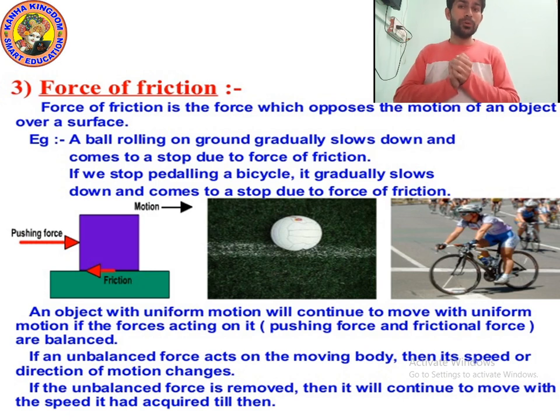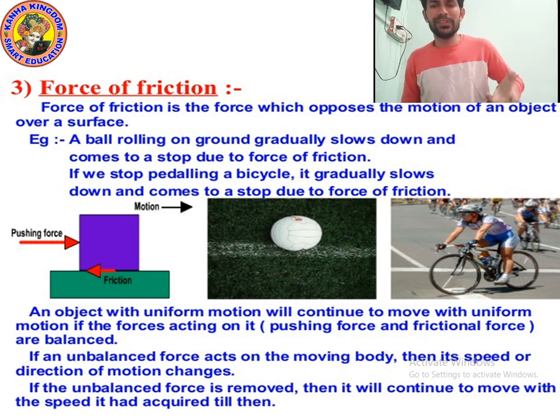One more thing you can do. Take a ball and throw it on the surface, so it will drag. After some time the ball will stop automatically. Why did the ball stop? Because at that time a force is applied backward which tries to stop the motion, opposing the motion of an object over a surface. That's why the ball stops automatically. It happens because of friction force.